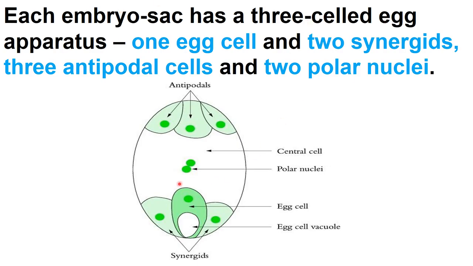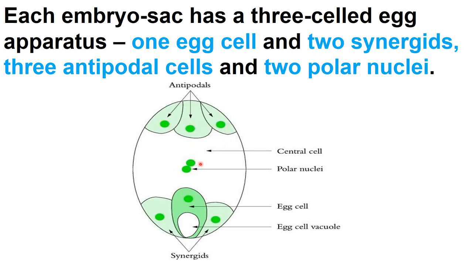Now here you see the diagram of this embryo sac, which is present inside the ovule. This embryo sac can be called the female gametophyte as well. So see the diagram of the embryo sac or female gametophyte. What is present inside it? First of all, see here these 3 antipodals, 1, 2, 3. These 3 cells are present. These are called antipodals. So you can say inside the female gametophyte or the embryo sac 3 antipodals are present.